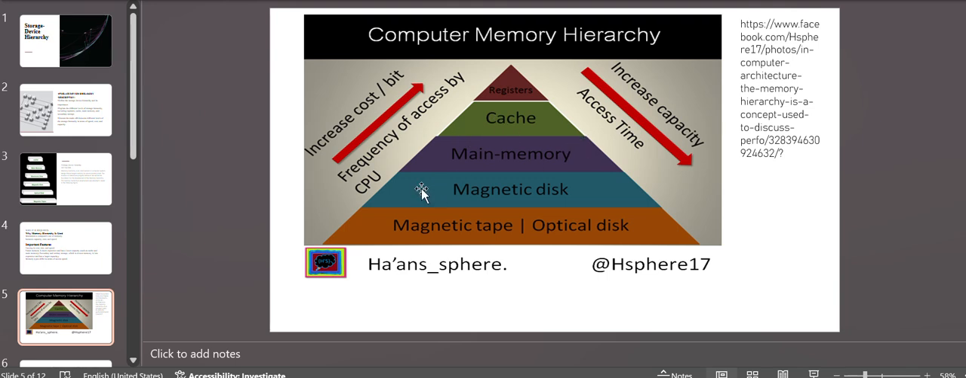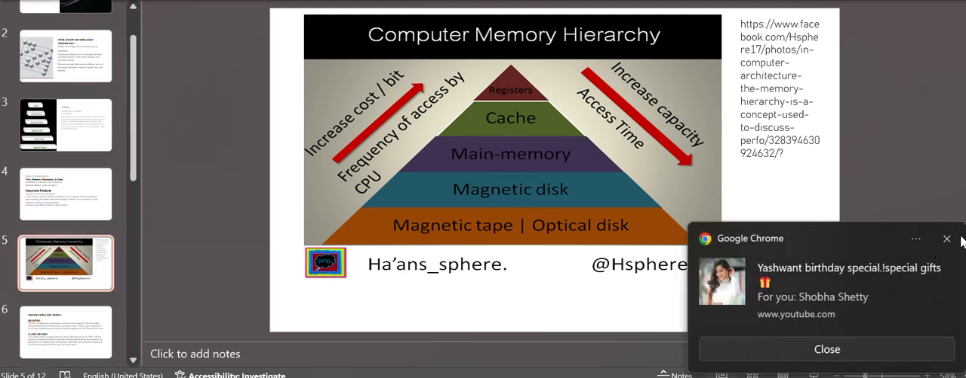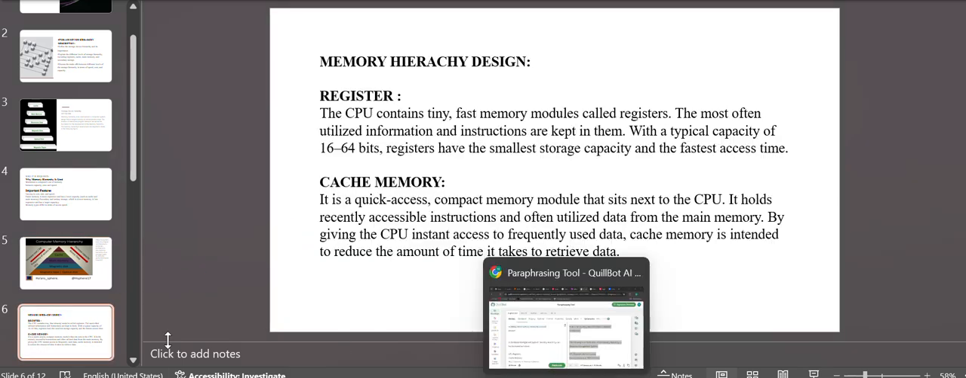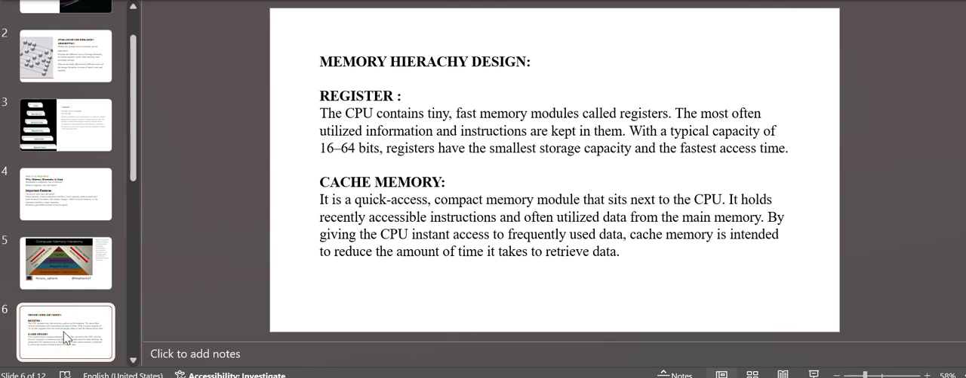You can see register and cache in the memory hierarchy design. In the hierarchy design, you can see the register. The CPU contains tiny and fast memory modules called registers. The most often utilized information and instructions are kept in them. With a typical capacity of 16 to 64 bits, registers have the smallest storage capacity and fastest access time.